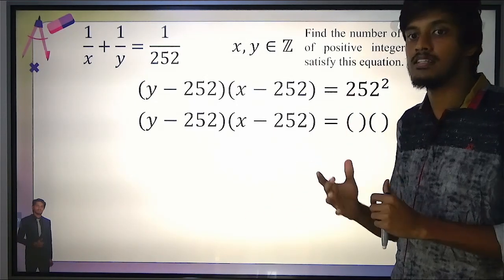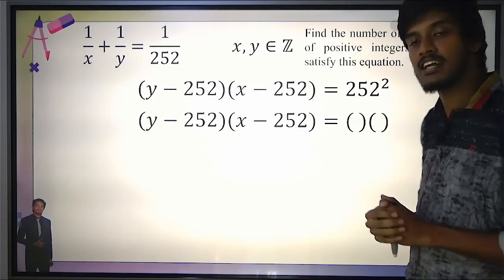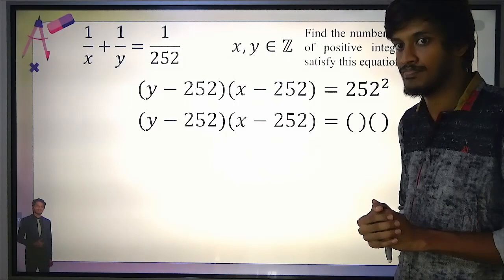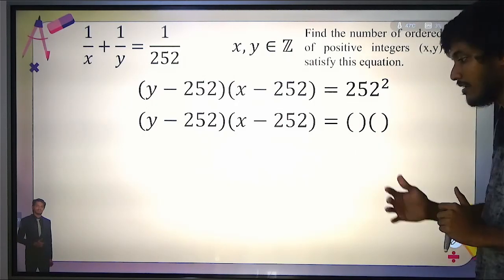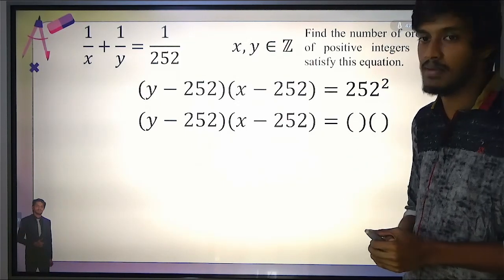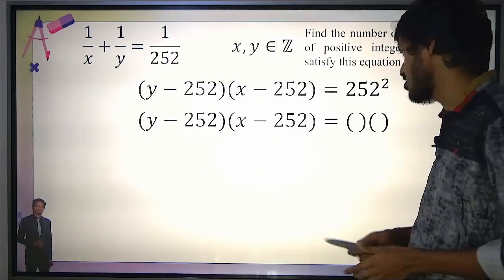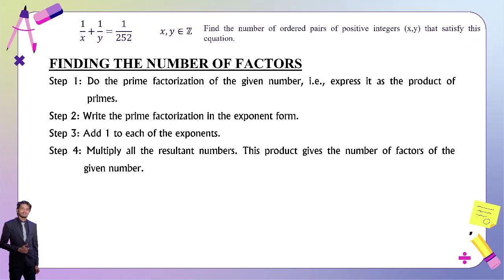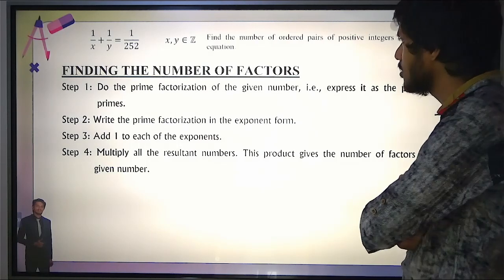So we are going to use a method to obtain the number of factors which 252 squared has. So that is the pattern, or rather sort of an algorithm that I am going to use in order to find the number of pairs for x and y which satisfy the equation. So finding number of factors: do the prime factorization of the given number, express it as the product of primes, write the prime factorization in the exponent form, add 1 to each of the exponents, multiply all the resultant numbers. This product gives the number of factors of the given number. Now this is the algorithm to find the number of factors.